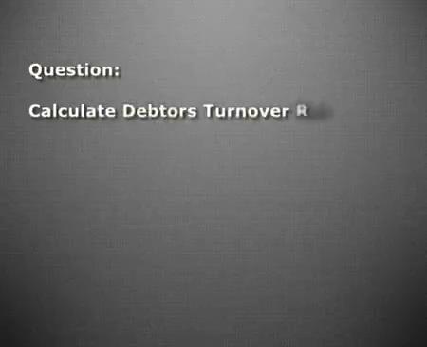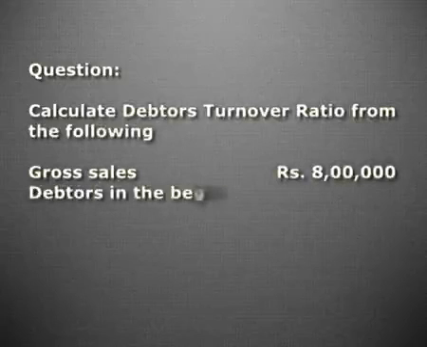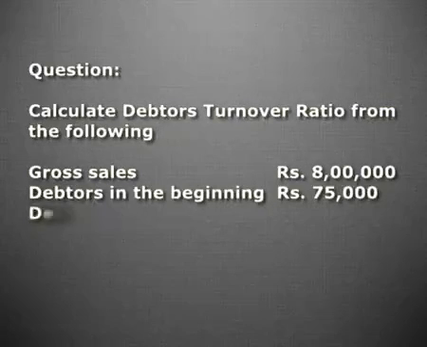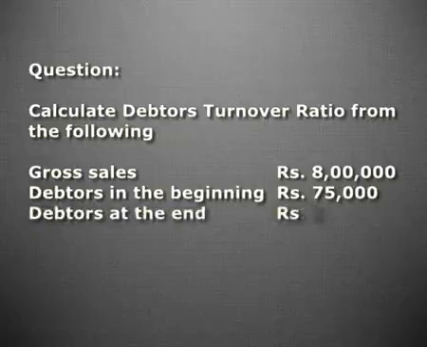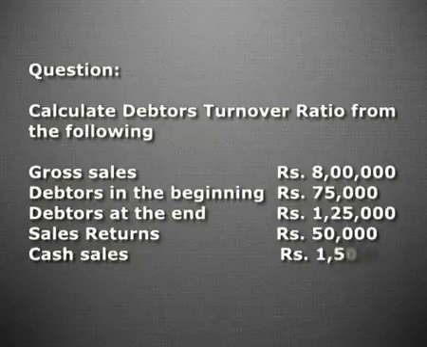Question. Calculate debtors turnover ratio from the following. Gross sales rupees 8 lakhs. Debtors in the beginning rupees 75,000. Debtors at the end rupees 1,25,000. Sales returns rupees 50,000. Cash sales rupees 1,50,000.